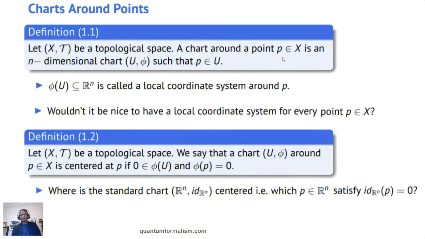So that's the chart around a point. We have a chart, and then we have charts around points, around each point. If a point belongs to the domain of the chart, then that chart is said to be around that point.